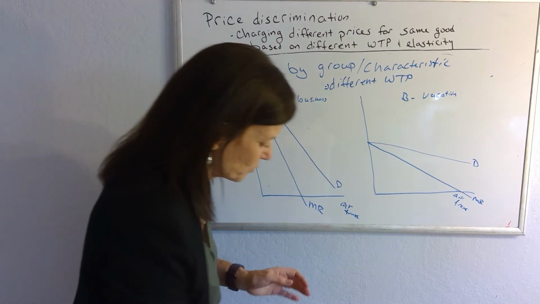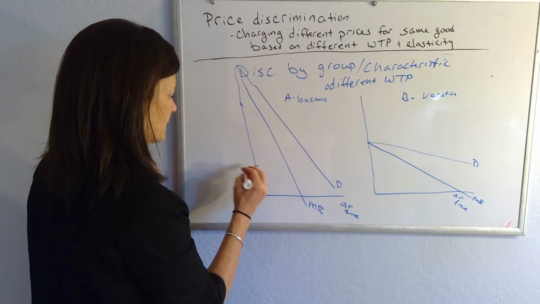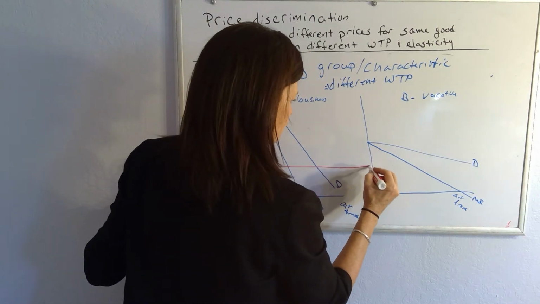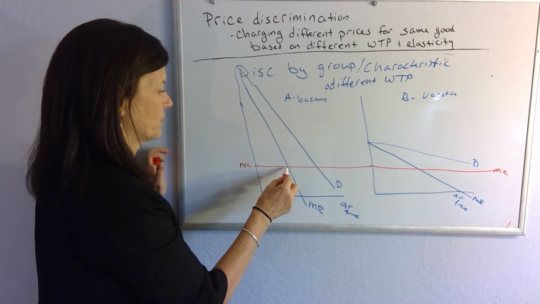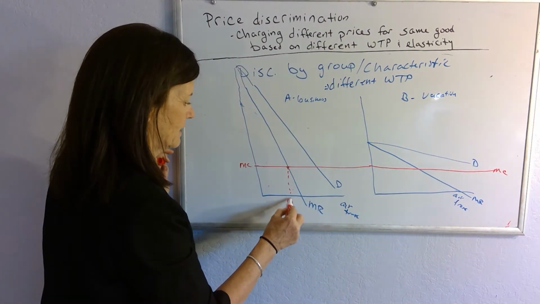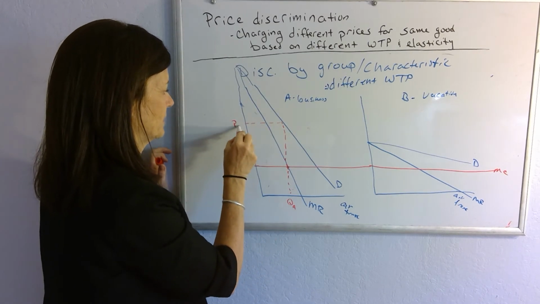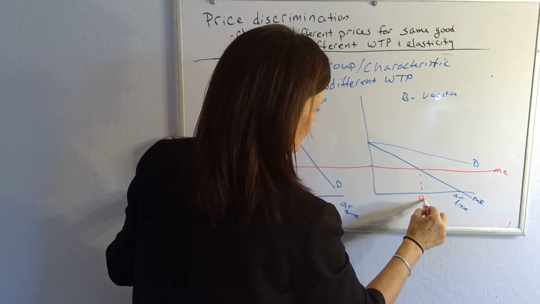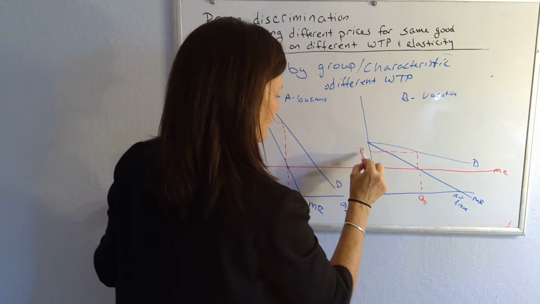But if you just charge one price, let's just say it's a constant marginal cost for simplicity. If you just charge one price, you'd sell this much in market A for a price of PA, and you'd sell this much in market B for a price of PB.